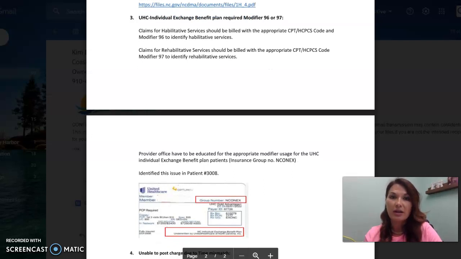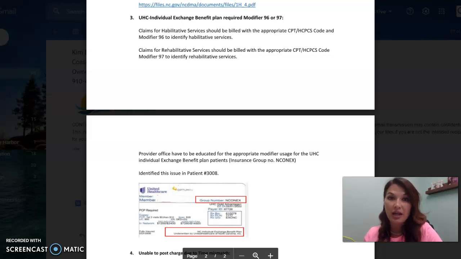We do have some modifiers that need to be applied on some of these charges for UHC and I think all Medicare claims, and there's a few others, TRICARE, Cigna. There's a handful. There's more that require it than not. They require a G modifier: GN for speech, GO for OT, GP for physical therapy. That goes in the modifier 1 box.